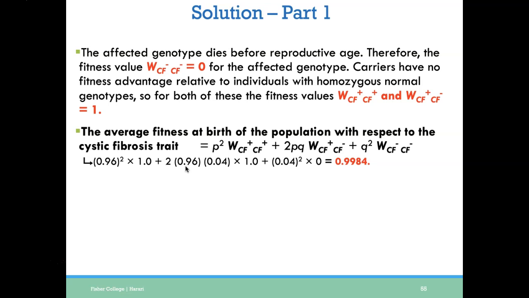So to figure this out, we would say p squared, which is 0.96 squared, times the fitness value of being healthy, which is 1, plus 2pq, which is 2 times 0.96 times 0.04, times the fitness value of being a carrier, which is 1, plus q squared, which is 0.04 squared. But since this has a fitness value of 0, this whole term is 0. So the average fitness is just equal to these two surviving genotypes, which gives us an average fitness of 0.9984. Since one of these fitness values was different, we get an average fitness that's less than one.